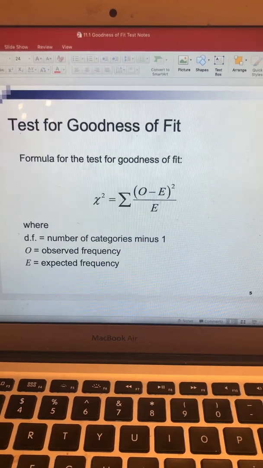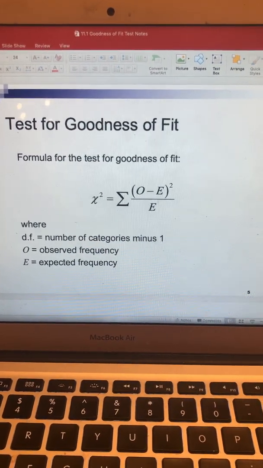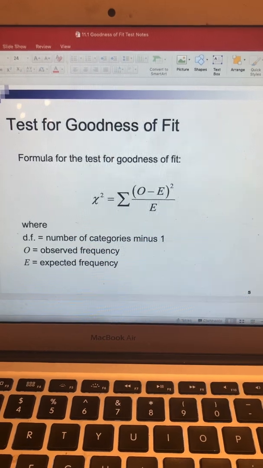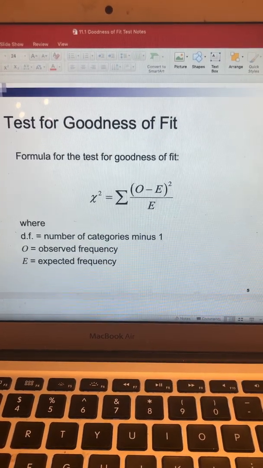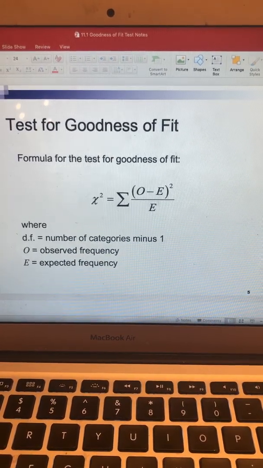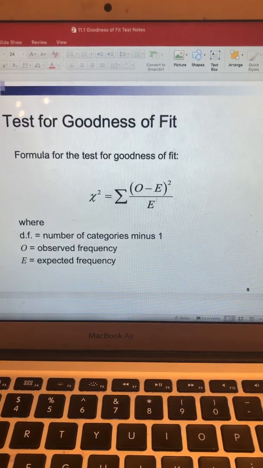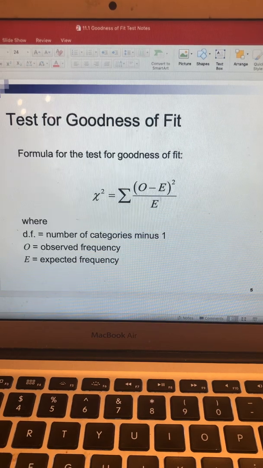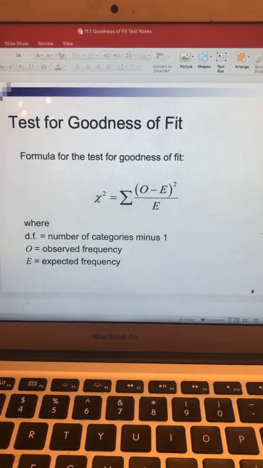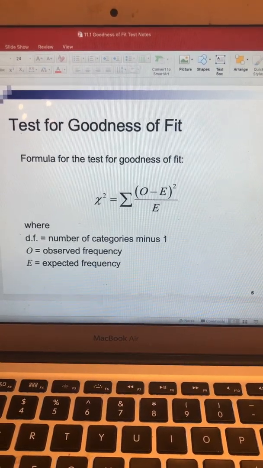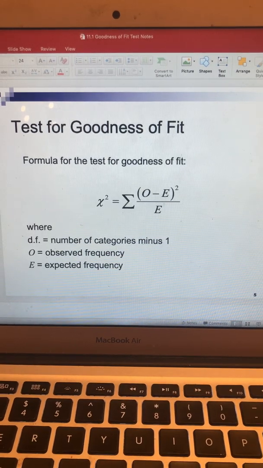Chi-square, if you remember, is variance. So that's where the square comes from. And we're going to then divide that by the expected value, and we're going to sum all those up. And you will see in the second lesson how that actually works. But for this first lesson, we're going to focus on the observed value and the expected value.